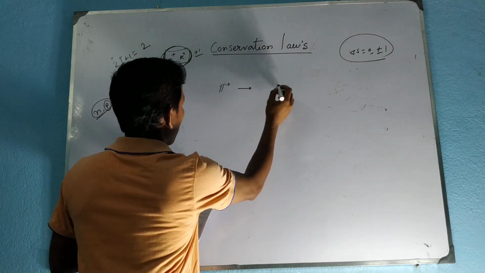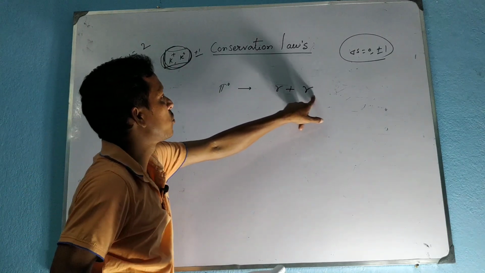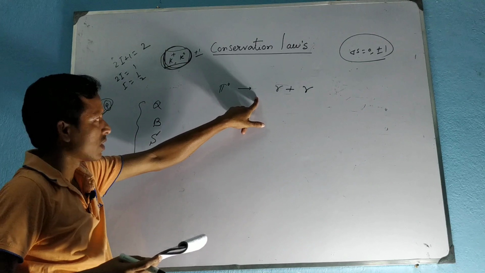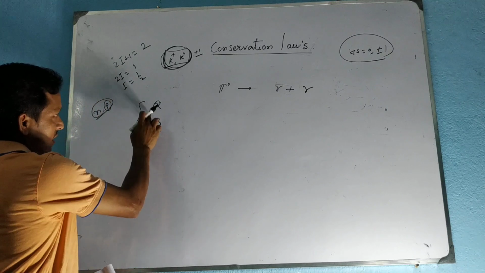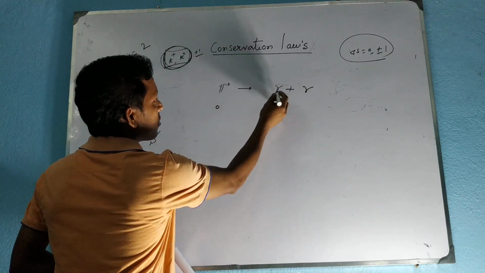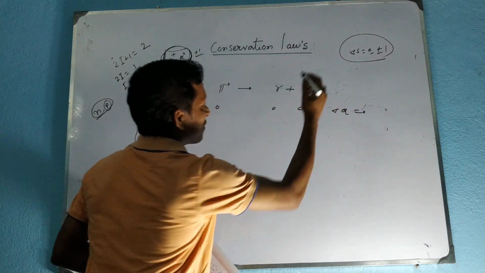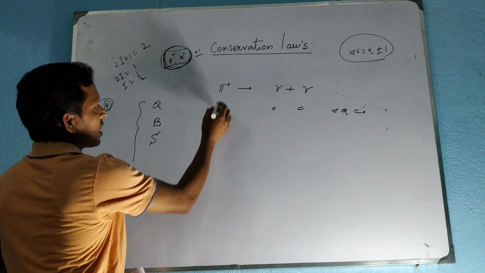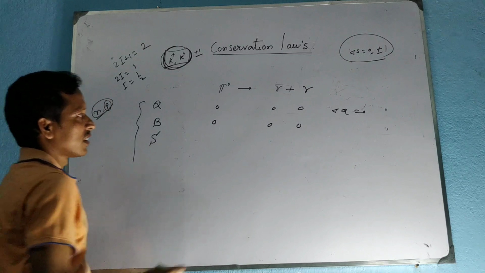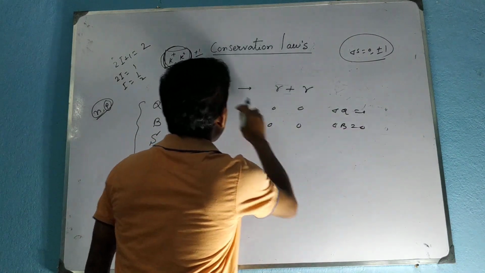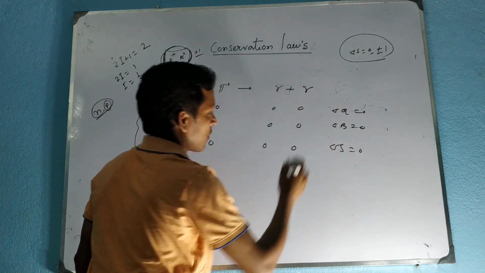Pi 0 decays to 2 gamma photons. First I will check charge. Charge is 0, photon has no charge, so 0, 0, charge is conserved. Okay. This is not a baryonic particle, 0. Photon is also not a baryonic particle, so delta B is equal to 0. This is not a strange particle, so 0, 0, 0, delta S is equal to 0.